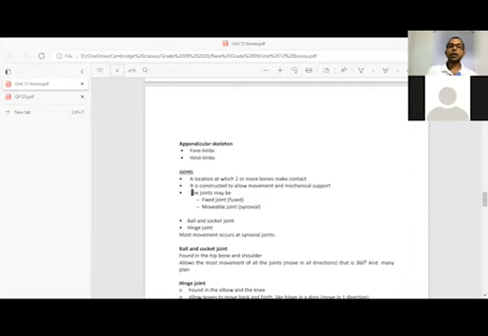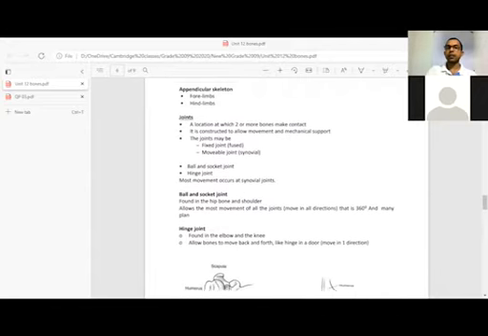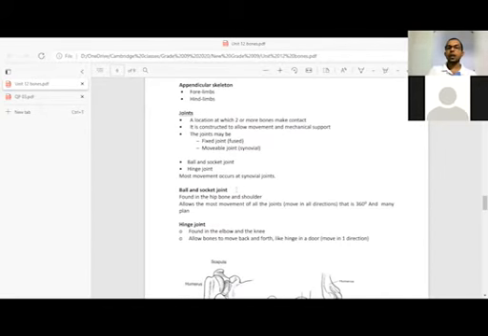Then this part is also important in this lesson: the joints. What types of joints do we have to discuss? Actually, what is a joint? A joint means a location at which two or more bones make contact.